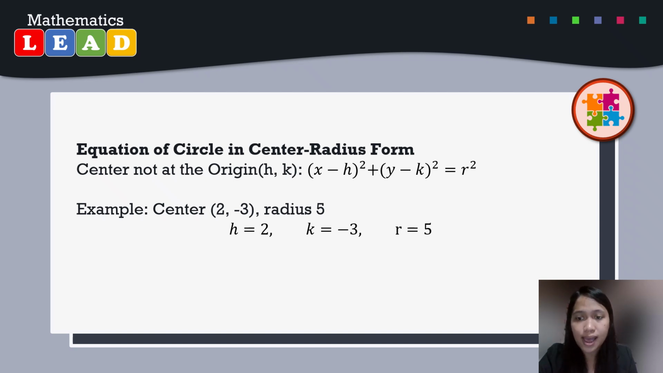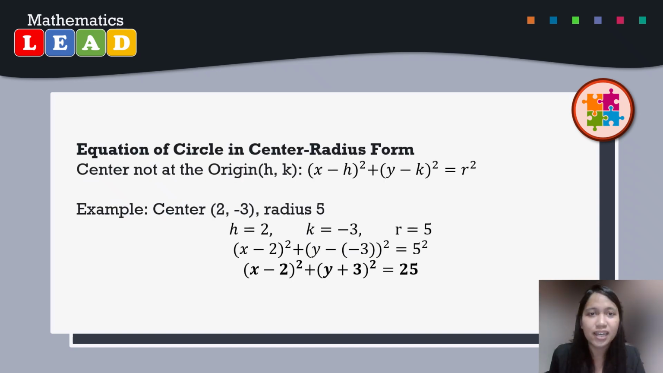What would be the answer? Brilliant! We have quantity x minus 2 squared plus quantity y minus negative 3 squared is equal to 5 squared. Now simplify negative 3 and 5 squared. What would be the answer? Nice answer. It will become 3 and the 5 squared will become 25. The final equation will be quantity of x minus 2 squared plus quantity of y plus 3 squared is equal to 25.